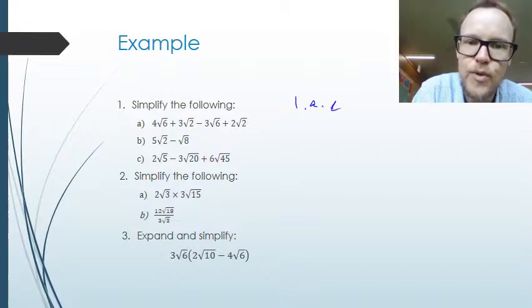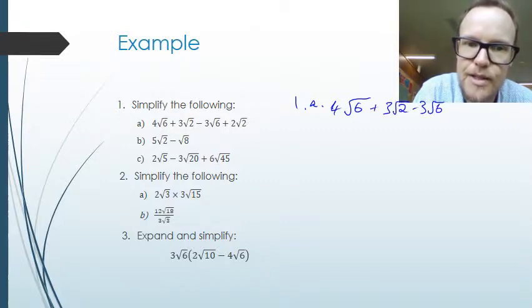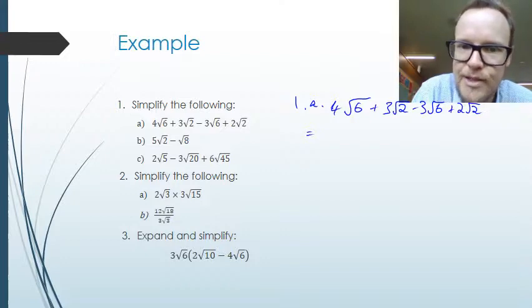Now we've got 4 root 6 plus 3 root 2 minus 3 root 6 plus 2 root 2. So here we've got 4 root 6's minus 3 root 6's, which is just 1 root 6. And we've got 3 root 2's, and we add another 2 root 2's, so we've got 5 root 2's here.